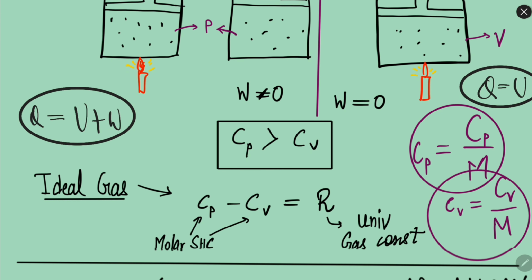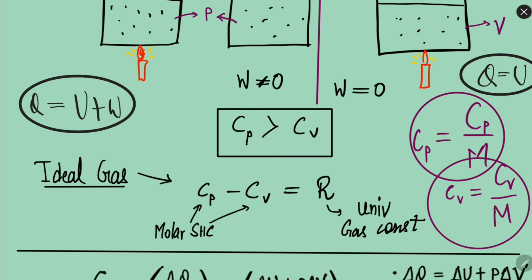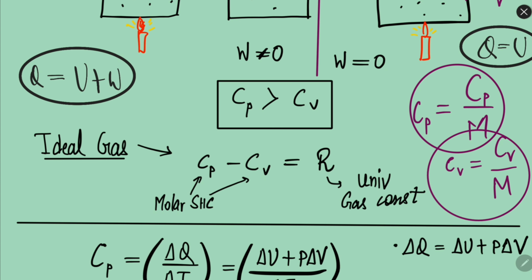And if you want to have specific heat capacity per unit mole, you can represent it using small Cp, small Cv, and Cp minus Cv is equal to R, which is the universal gas constant. So for ideal gases, Cp minus Cv is equal to R. Remember, these are molar specific heat capacities.